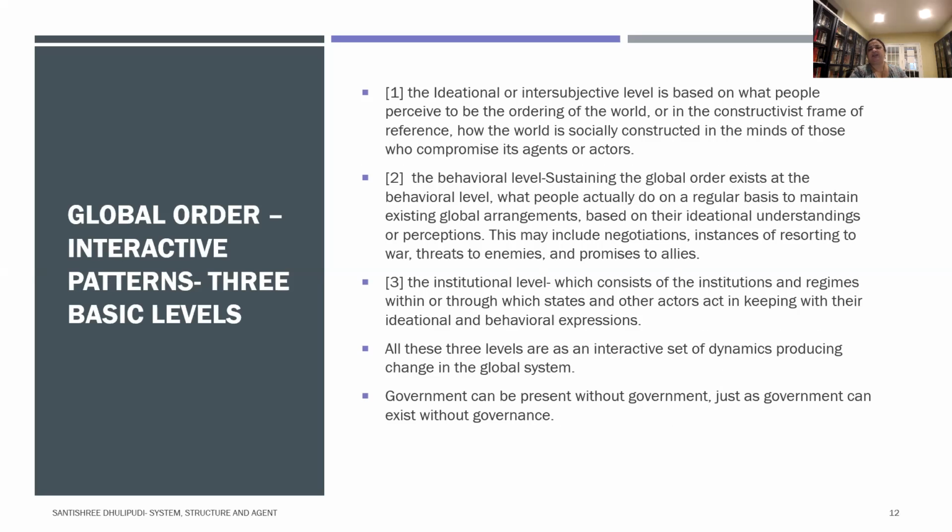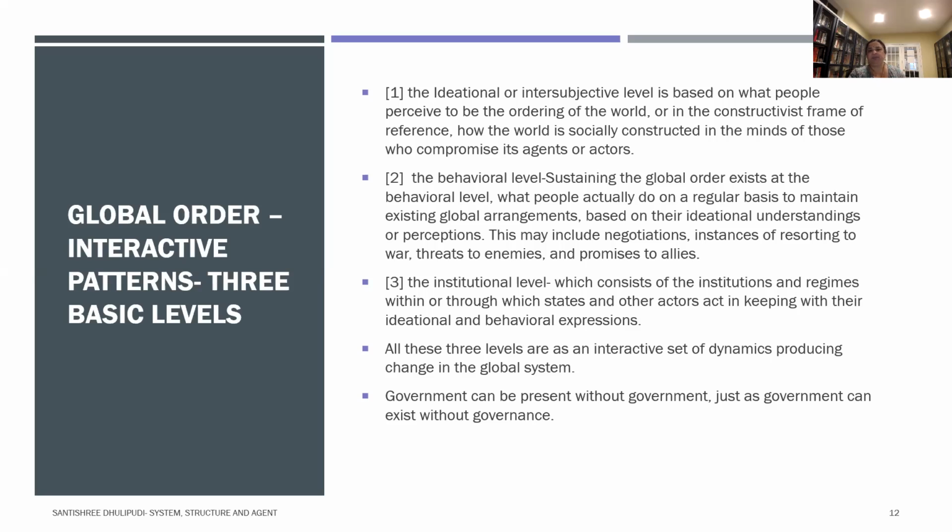Global order interactive patterns: three basic levels. The ideational or intersubjective level is based on what people perceive to be the ordering of the world, or the constructivist reference: how the world is socially constructed in the minds of those who comprise its agents or actors. We'll also be doing social constructivism, which is a major contemporary debate in international relations.